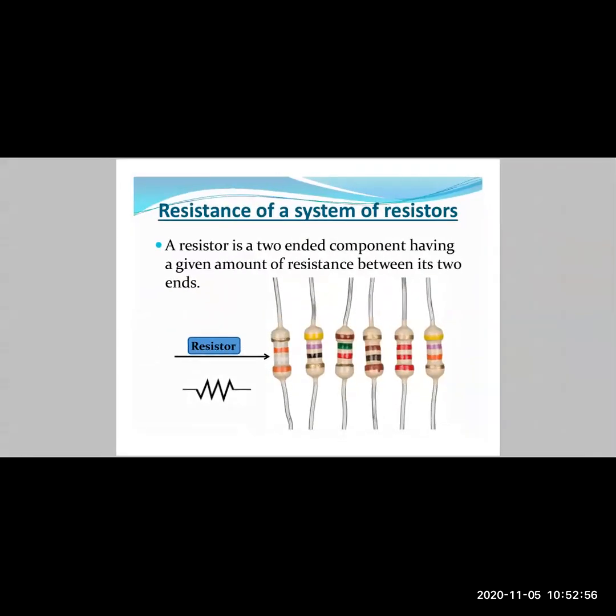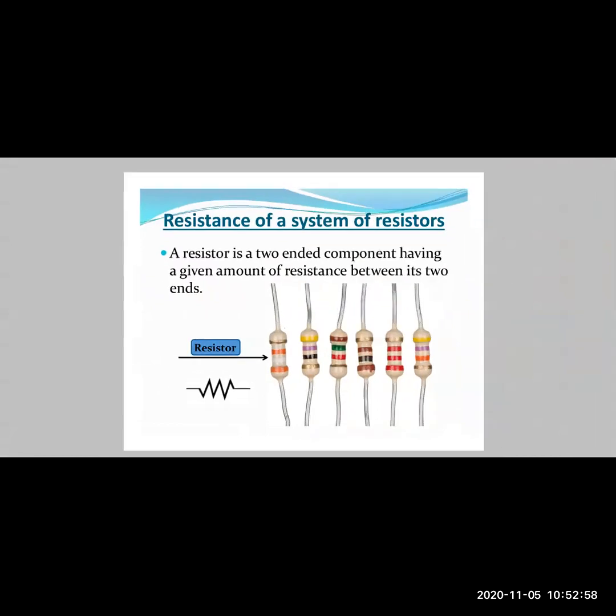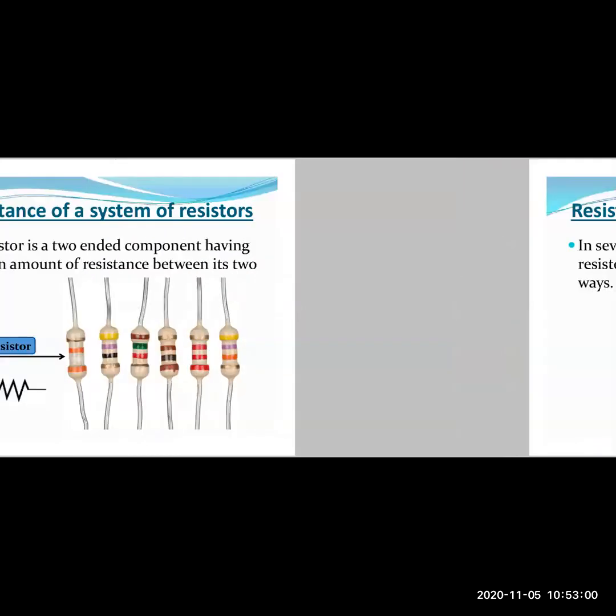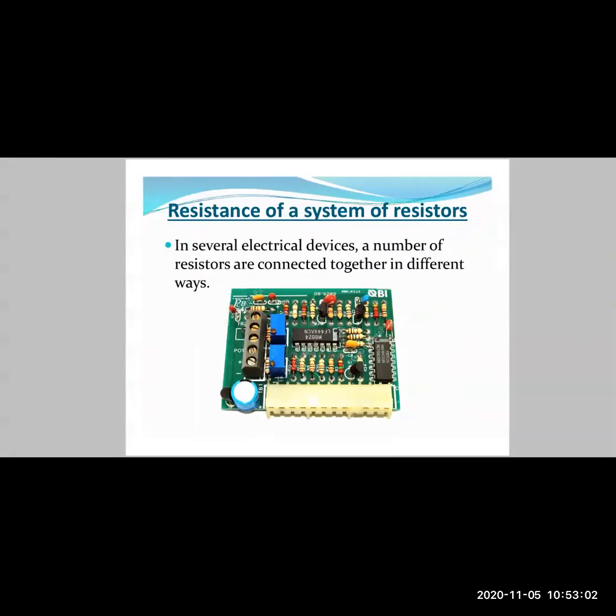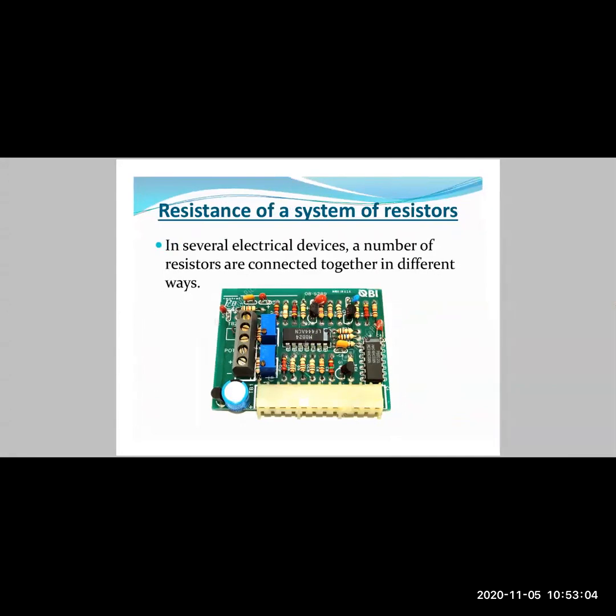Okay, now let us move on. In several electrical devices, a number of resistors are connected together in different ways. Depending upon the requirement, if you want to increase the resistance of a circuit, you are going to add the resistors in a series combination, right? Likewise, if you want to decrease the effective resistance of a circuit, you are going to put them in a parallel combination, as we are going to learn today, right?